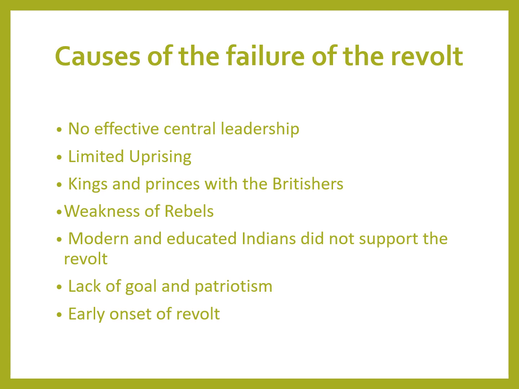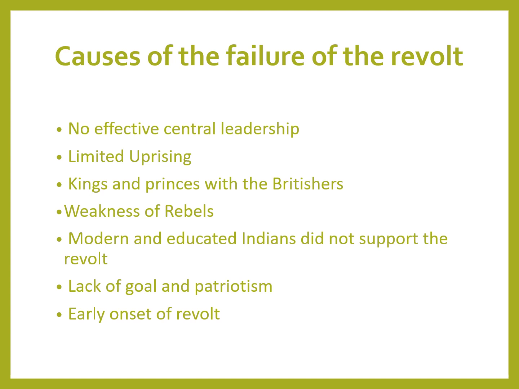Another reason was lack of goal and patriotism. This was one of the major reasons of the failure of the mutiny. The rebels wanted to re-establish the Mughal Empire, but Sikhs and educated groups were against it. They did not want to re-establish medieval dictatorship.